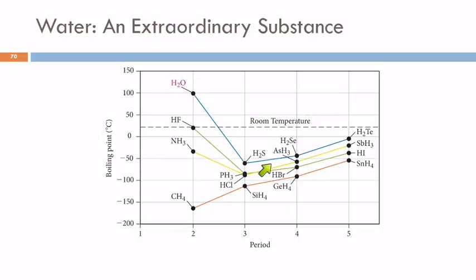So the blue is group 6, the yellow is group 5, the green is group 7, and the red is group 4. So group 4 follows this really nice little trend here. It makes a fairly straight line. As you increase the size of that central atom, carbon to silicon to germanium to tin, we see that the boiling point of the substance increases. Why does it do that?